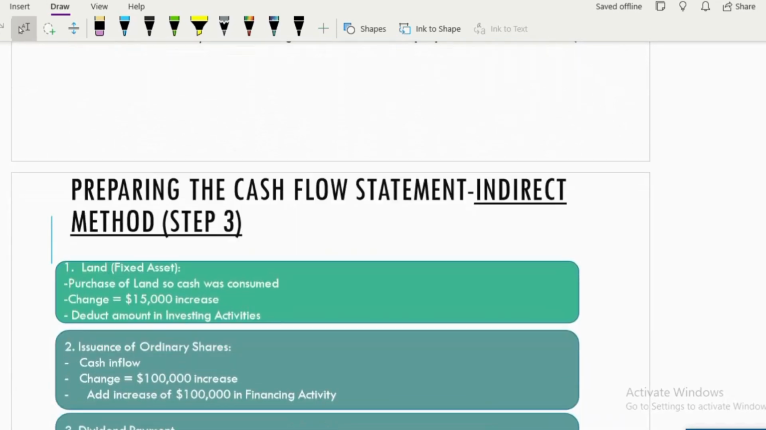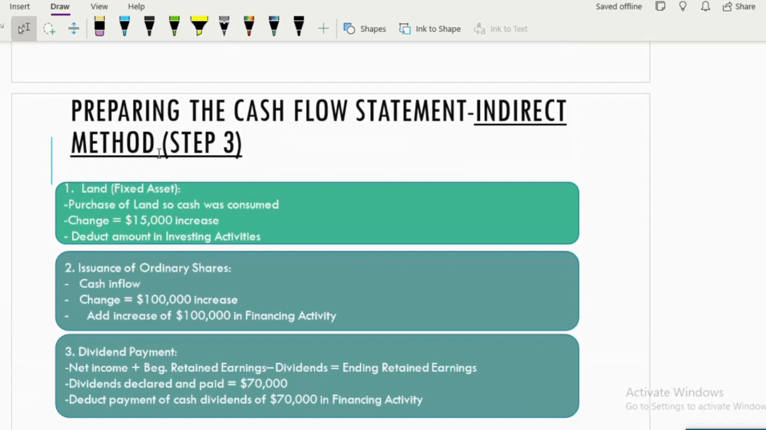So the full calculation is mentioned over here. We have an increase in land, 15,000, so it means we spent the money for this. When the land increases, we are going to minus it. Then you issue the ordinary shares. When you issue the shares, the company gets the money, it brings the money, so we are going to add it in the financing activity section. When you pay the dividend, if you see over here, they mention it, and this formula I explained to you before, but we don't need to extract the dividend from it because it's clearly mentioned to us. So the dividend paid is 70,000. It takes the money from the company.